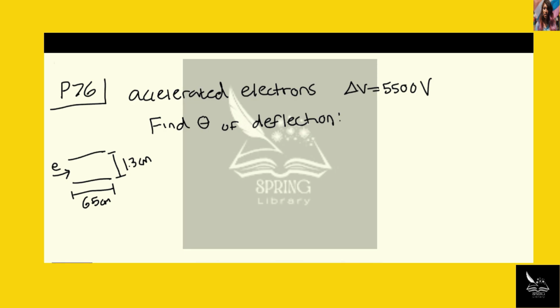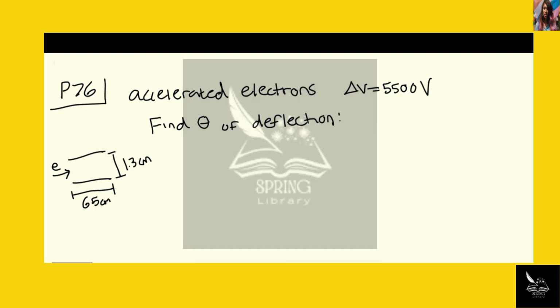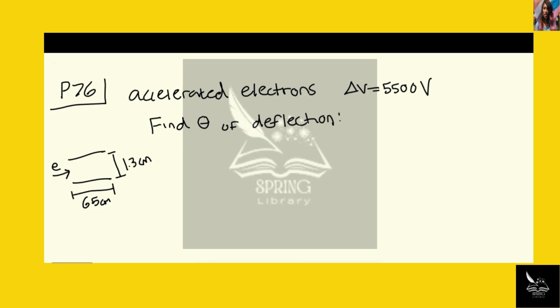Okay, in this problem we have some electrons that are accelerated by a potential difference of 5,500 volts. Then they pass into a region between two parallel plates that are 6.5 centimeters long, 1.3 centimeters apart. And we are asked to find the angle of deflection for these electrons after they pass through these plates.